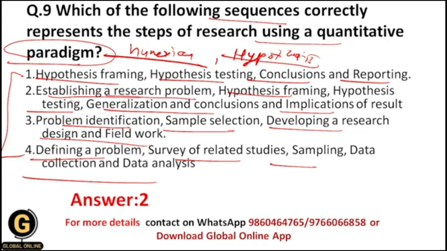research problem. And this thing I have told you earlier that in any kind of research process, the first step is to identify and establish a research problem. Then your second step should be hypothesis framing, that is formulation of a hypothesis. Then your third step should be hypothesis testing. Then after the testing part, you are going to generalize your results to the target population. Then you will get conclusions, and after all you are going to implicate your results. Okay, and that's why the correct answer should be 2 over here.